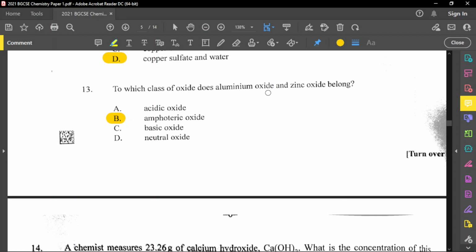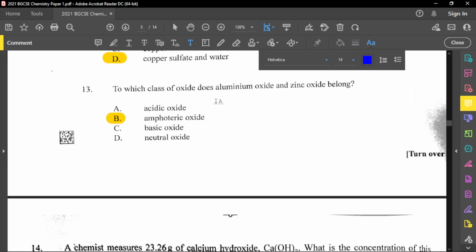Let me just write that down real quick here. So we have metal oxide. And metal oxides, as I said, form two types of oxides. They can either be described as basic or amphoteric. So either basic, and I must tell you what basic is, or amphoteric.